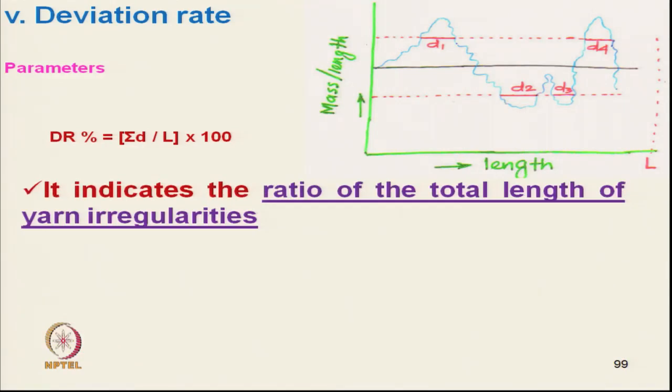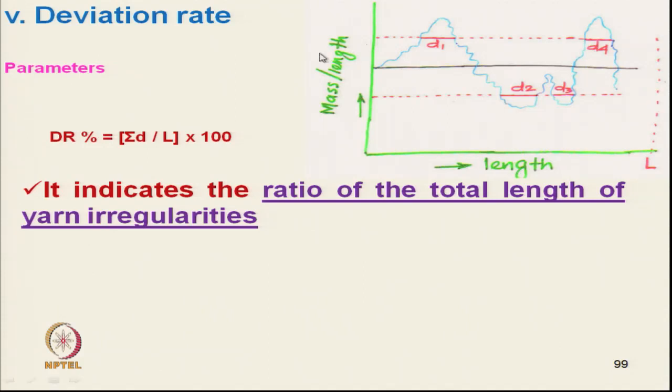Deviation rate, it indicates the ratio of total length of yarn irregularity. This is the definition. It is a ratio of total length of yarn irregularity, that means this is the yarn irregularity plot, mass per unit length. Now, here we have a certain reference length, like what we call the DR percent of 50% and more.